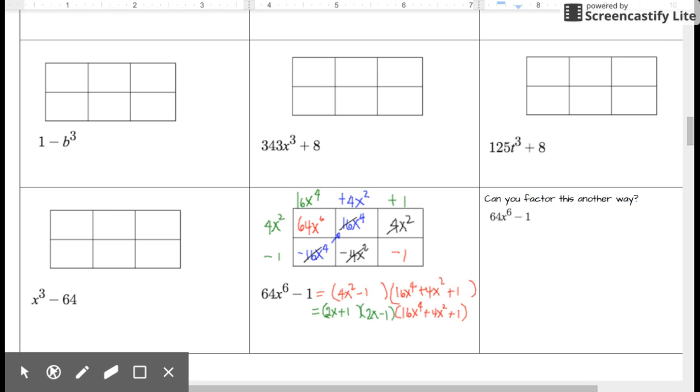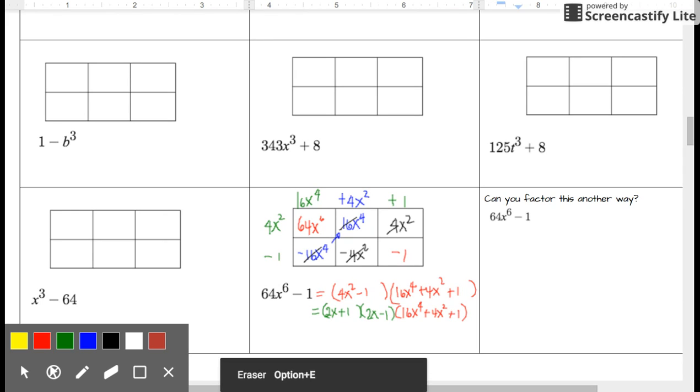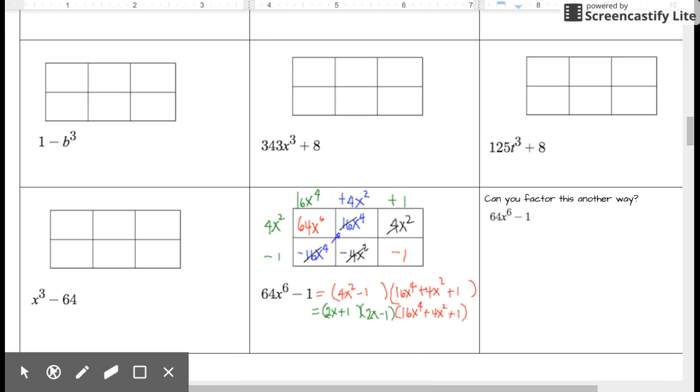But here we are asked, can you factor this another way? So is there any other way of factoring 64x to the sixth minus 1? Now we notice that 64x to the sixth is not only a perfect cube, but it's also a perfect square, because 8x cubed times 8x cubed is also 64x to the sixth. So we found a number that we can multiply by itself to get 64x to the sixth. And then 1, of course, is a perfect square.